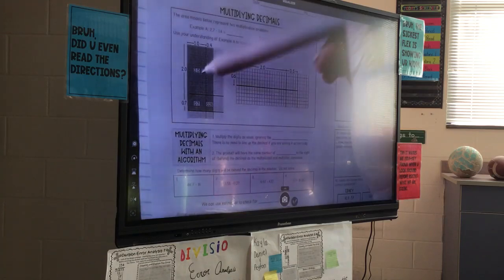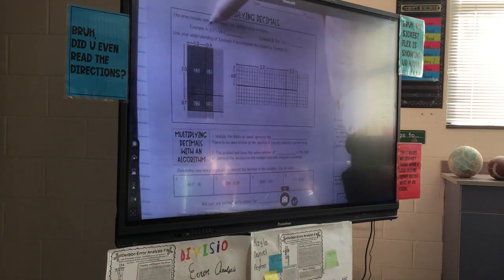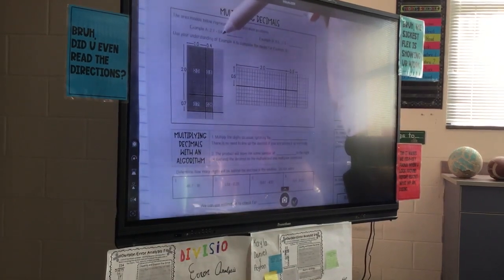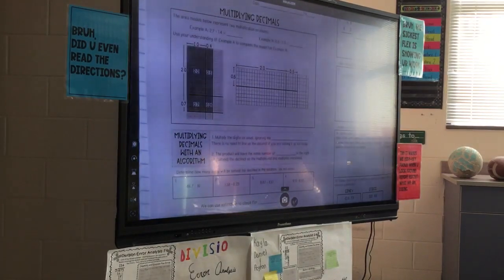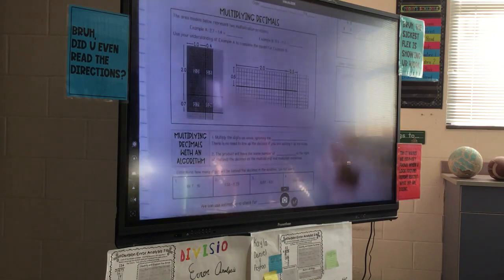So the first example right here is 2 7/10 times 1 and 4/10. Does anybody know how an area model works? You guys should have seen this last year, a little bit. The area model is like a box, and you multiply it across and down. Essentially it breaks it up by place values.